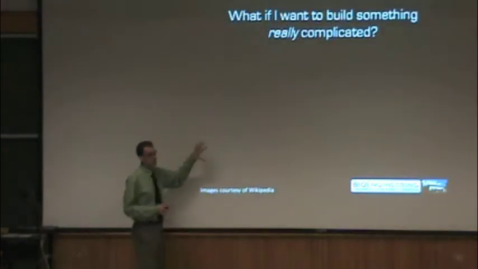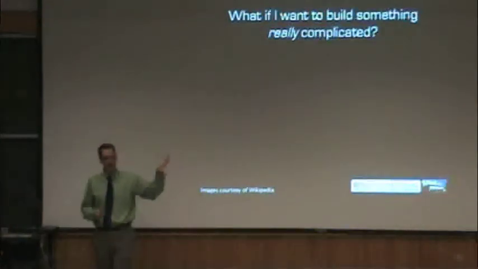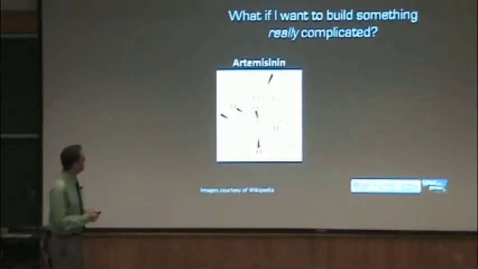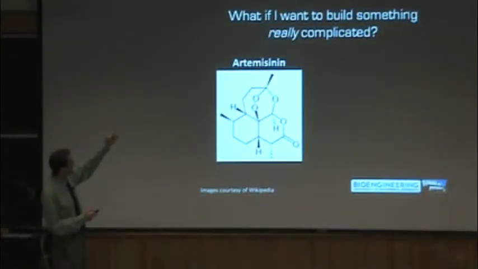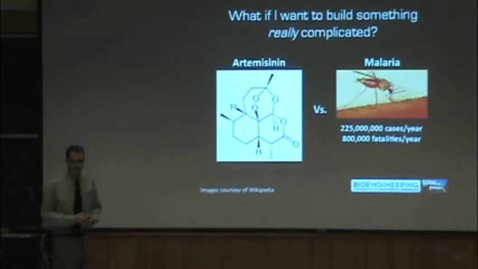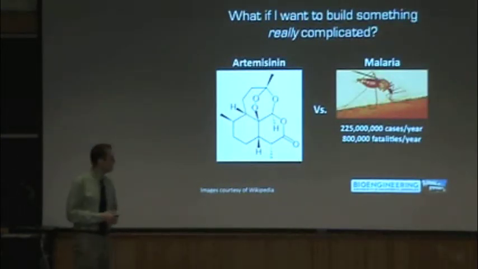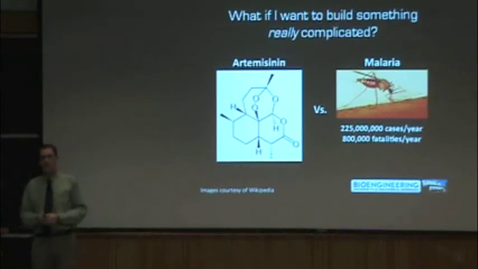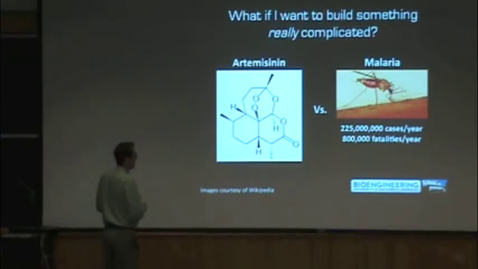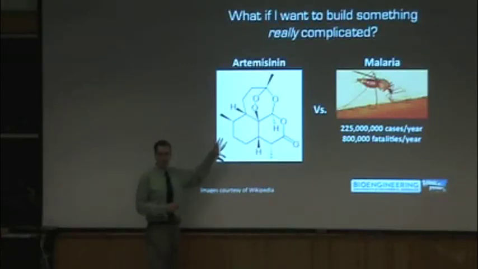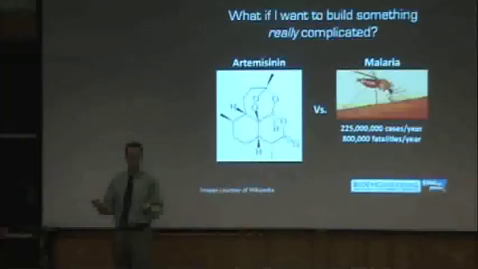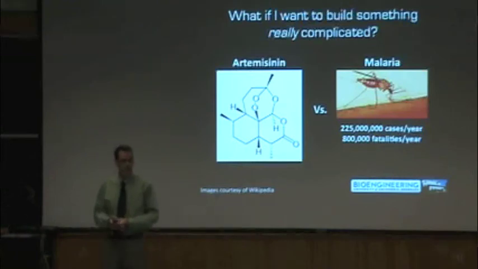What if I want to build something that's really, really complicated? I'll give you an example. This is artemisinin. And artemisinin is a treatment versus malaria. 125 million cases per year. 90% of those are children. 800,000 fatalities per year. This is normally something that you get from plants. It's naturally made by a plant.